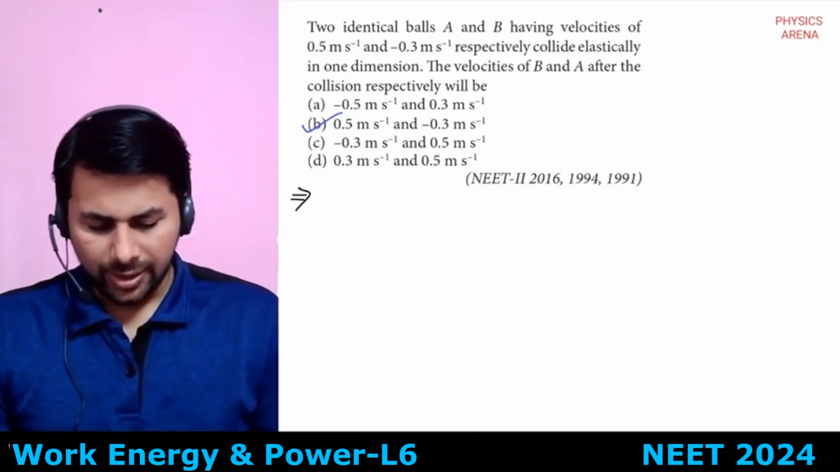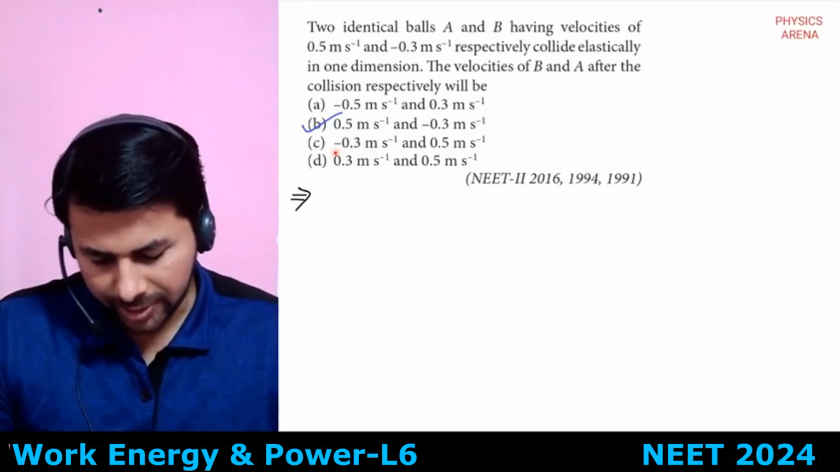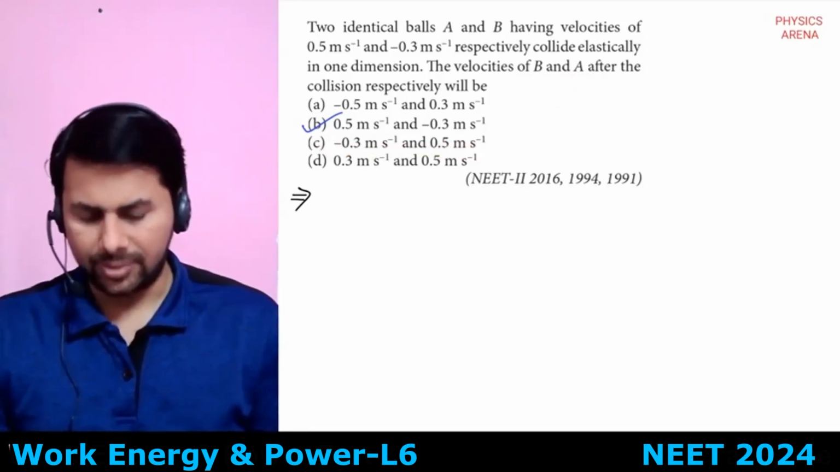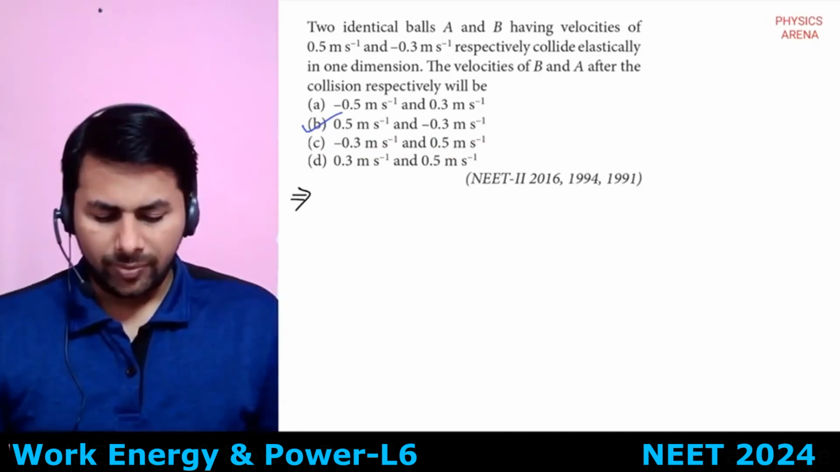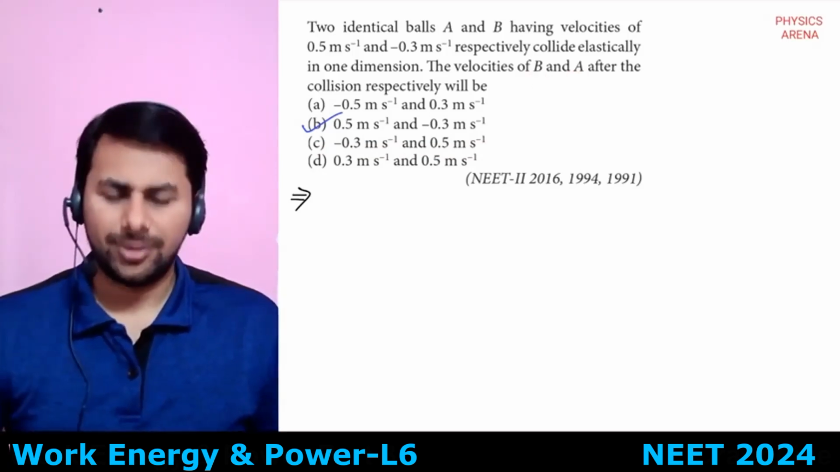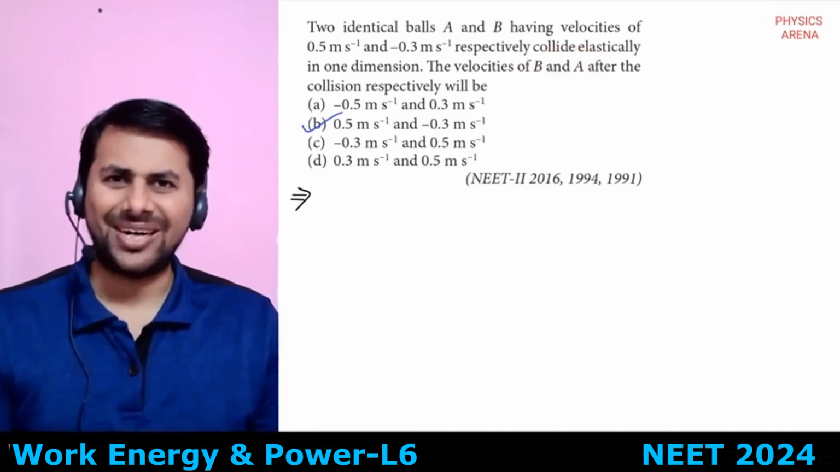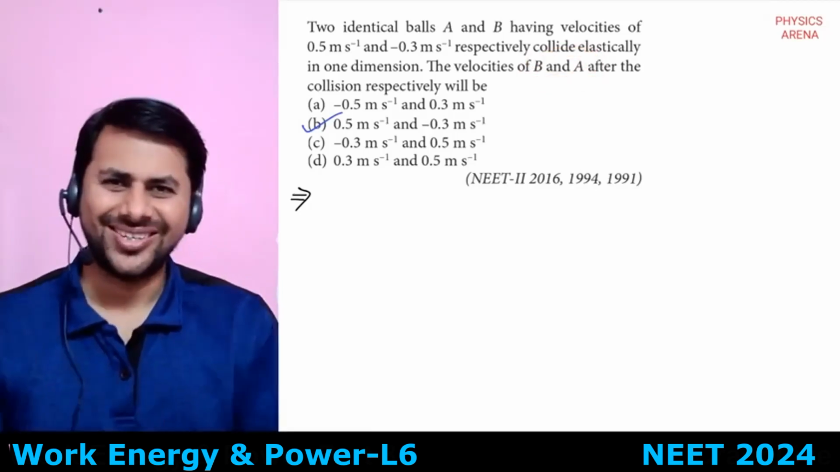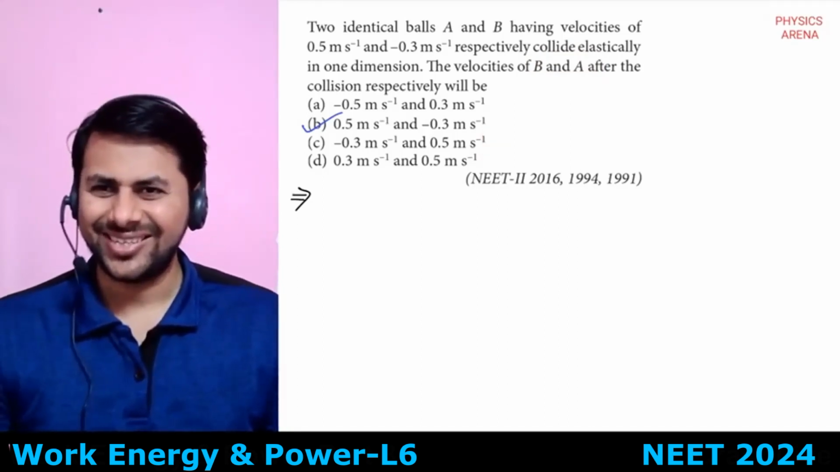Because if they had asked A and B, the answer would be option C. It gets exchanged. But they are saying B and A. So the question setter is playing smart here. He's changing the order. He wants you to make a mistake, right?